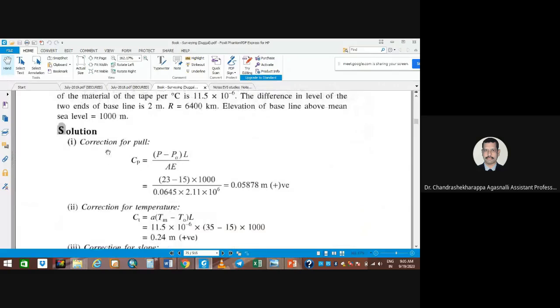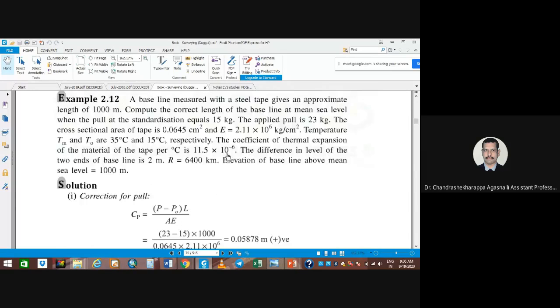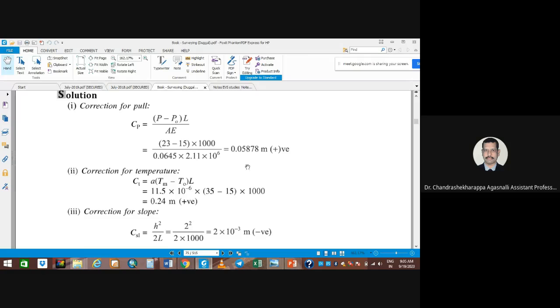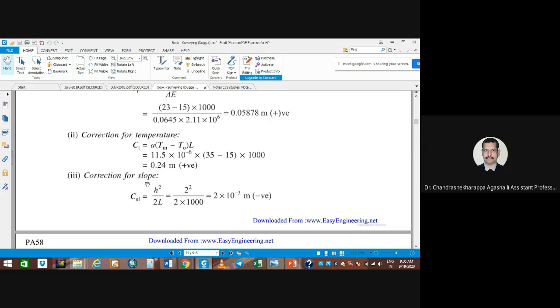Look at the correction for pull. We have the formula and the values here. The pull is 23 minus P0, initial and final, so this is 1 multiplied by L, which is 1000 meters. You apply this and you will get the value. For correction for temperature, apply the formula and put in the values. For correction for slope, you have the formula and can fill in the values.